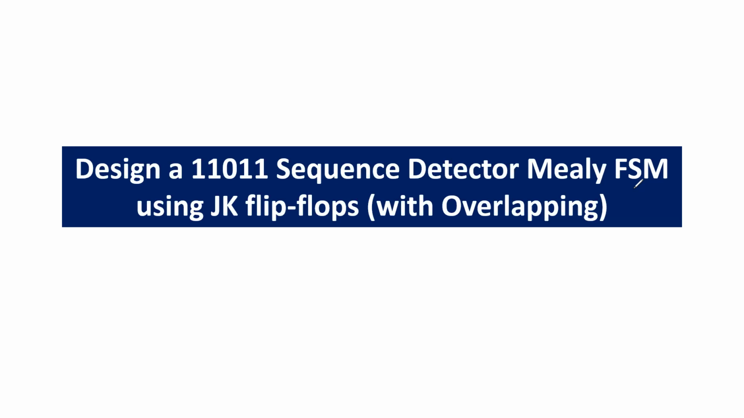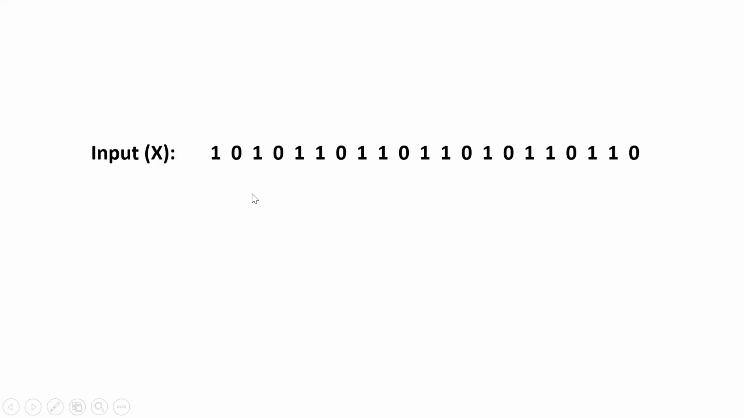In this, the output depends on previous outputs and present input. Here, we should use JK flip-flops to design this sequential circuit, and we should follow the overlapping method. To understand this concept of sequence detector, let us take one example. Here, this is the input sequence having a stream of bits. In this sequence, we should identify the sequence of bits to be detected.